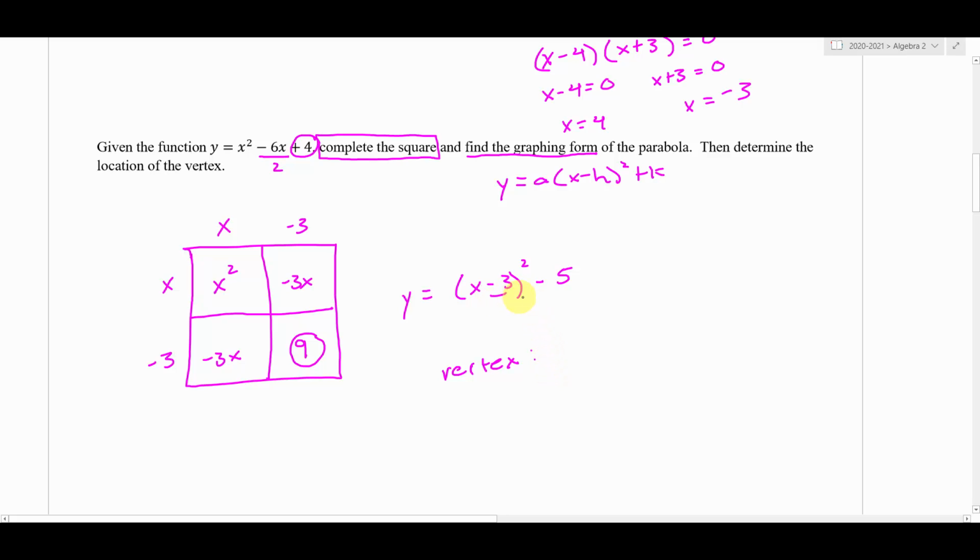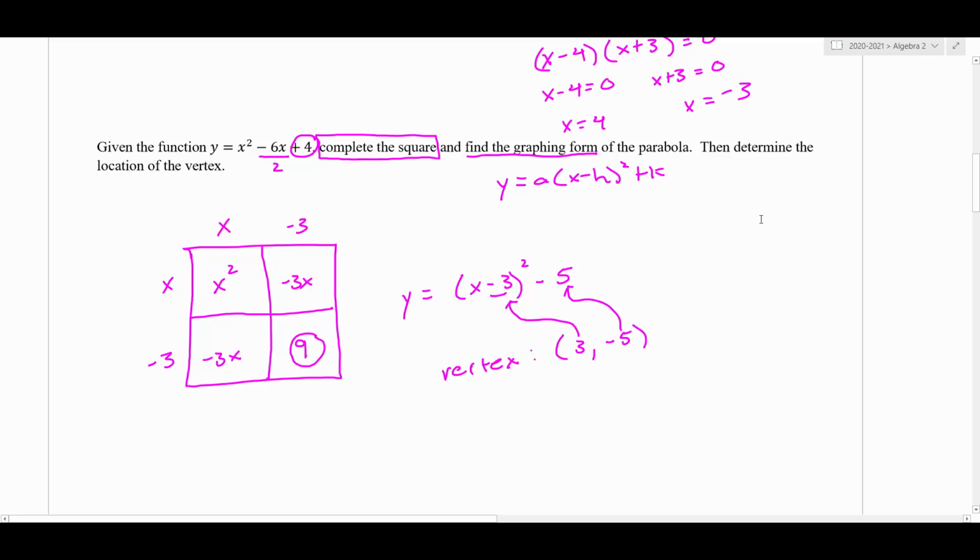So this is the x-coordinate of my vertex, it's going to be at positive 3. Remember, it's the opposite of what we see in the parentheses. And this minus 5 tells me it's located at negative 5 on the y-scale. So my vertex is at 3, negative 5. And you can see where we get those numbers from our graphing form.